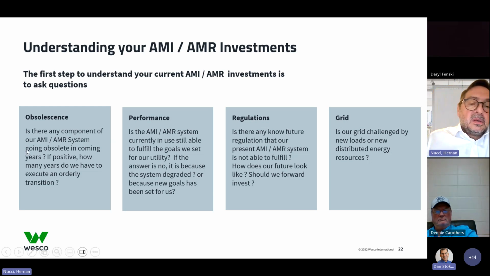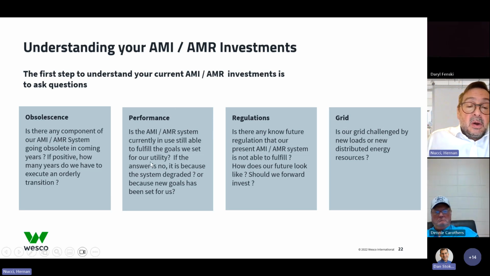The second question that you need to ask yourself is: is the AMR system currently in use able to fulfill the goals we set for our utility? This is our utility. This is the way in which we want to run it. Is the system still valid? Is the system still delivering the goals we want? If the answer is yes, you're fine. You can keep asking this question every year to evaluate the budget and where you want to go.